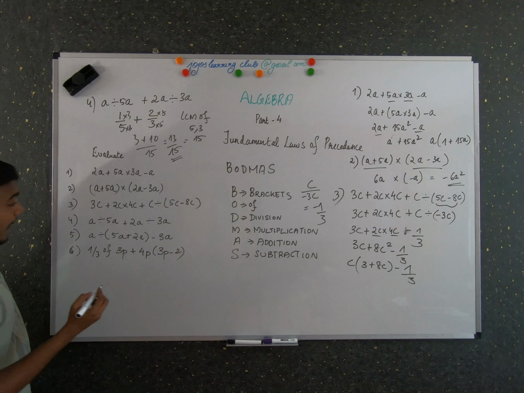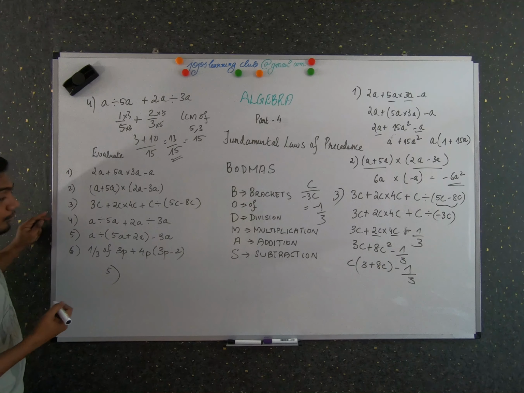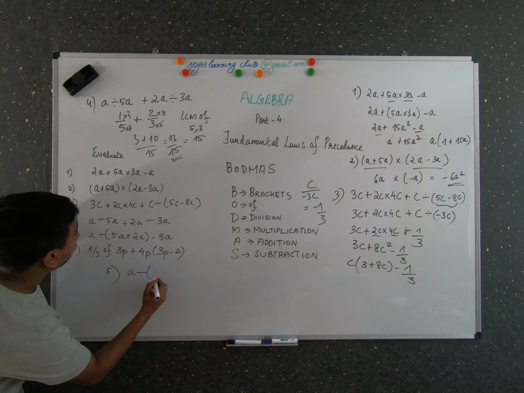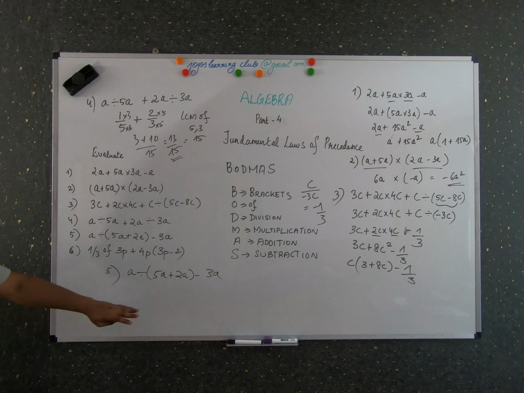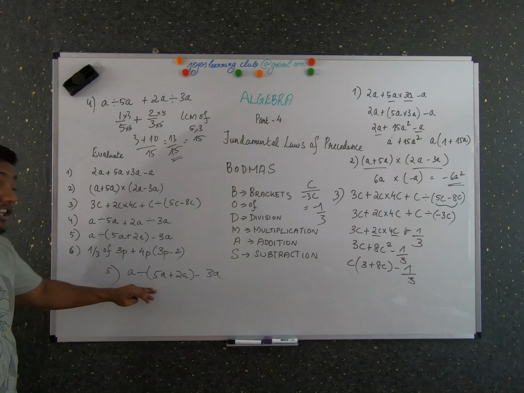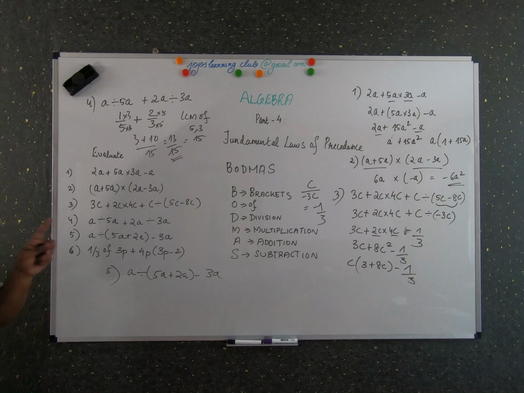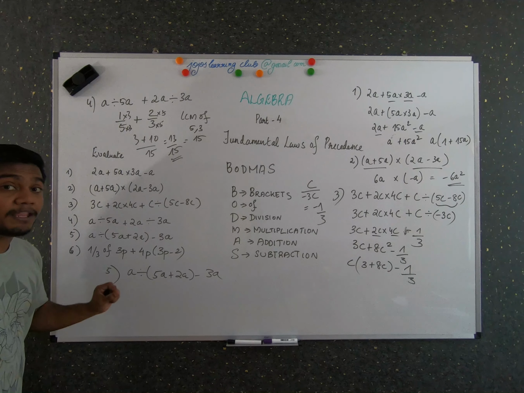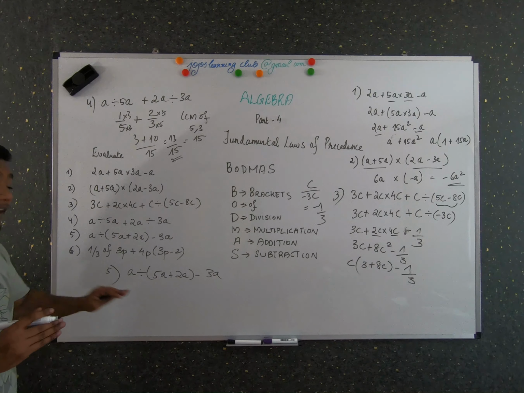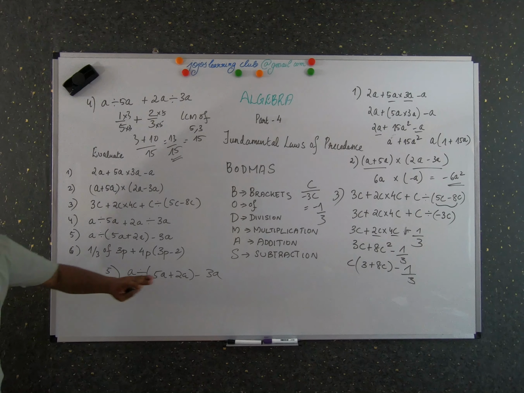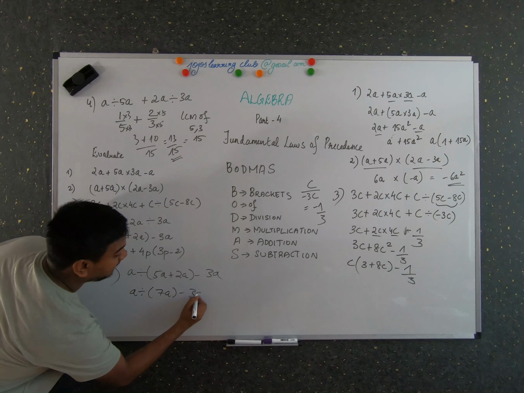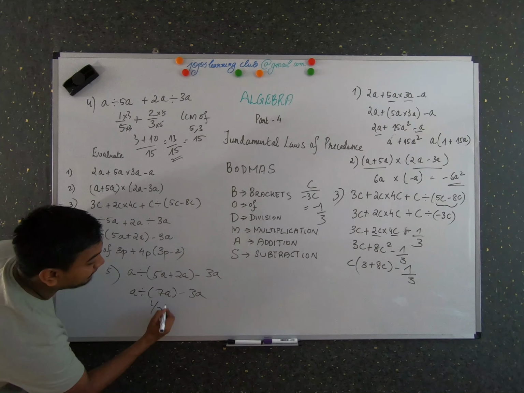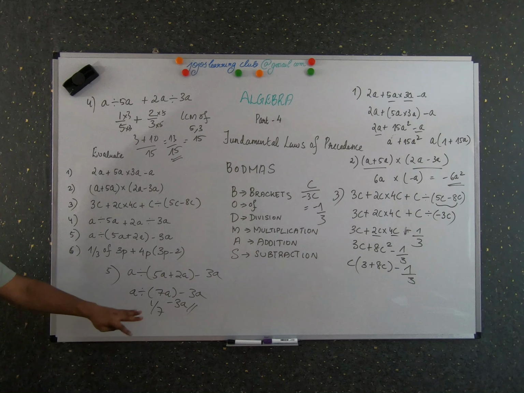And the next problem, the fifth problem, I'm going to write is a divided by 5a plus 2a minus 3a. So in this problem you can see there is a bracket, division and subtraction. So first the expression inside the brackets should be evaluated, then division, then subtraction. So a divided by 7a minus 3a. So a divided by 7a is 1 by 7. 1 by 7 minus 3a is the final answer for problem number 5.